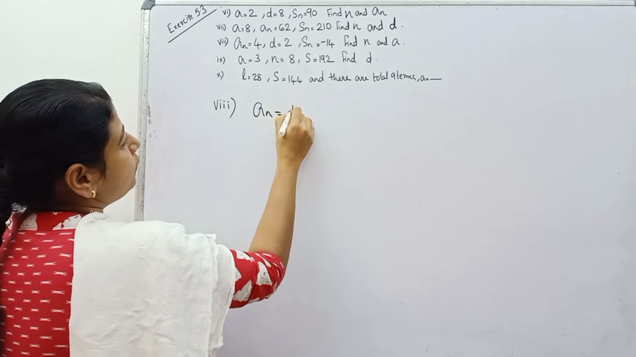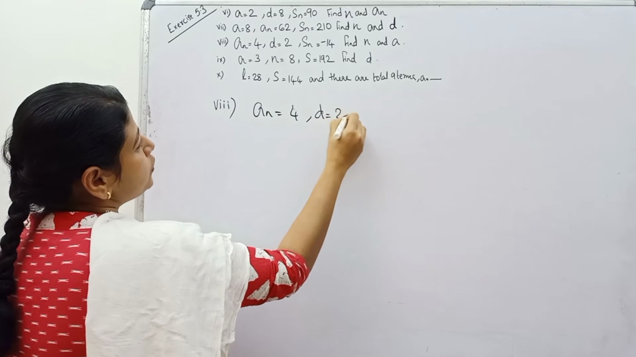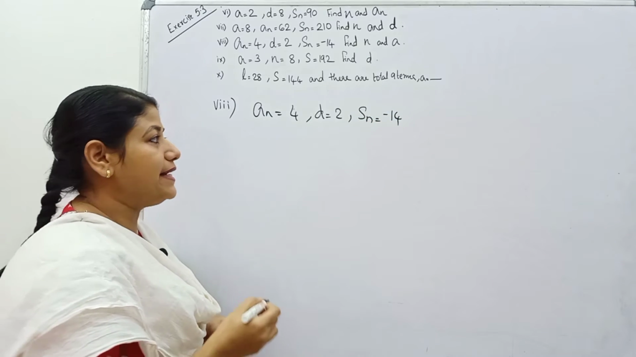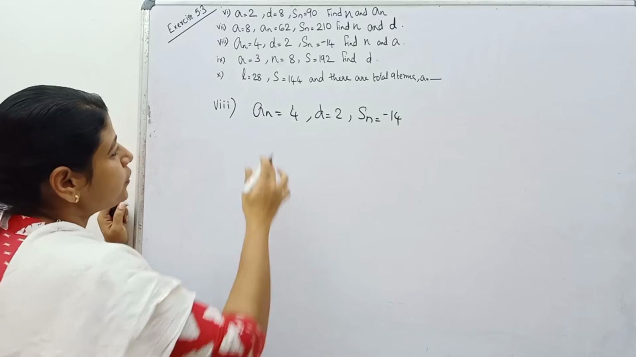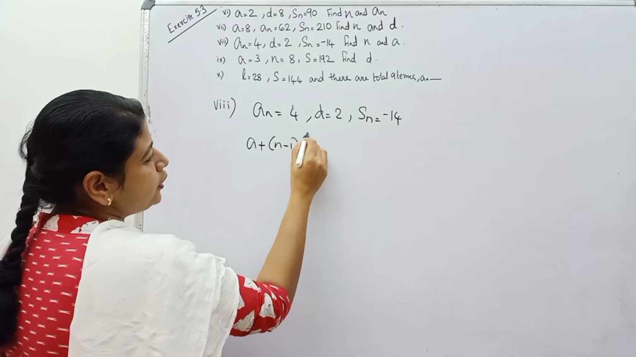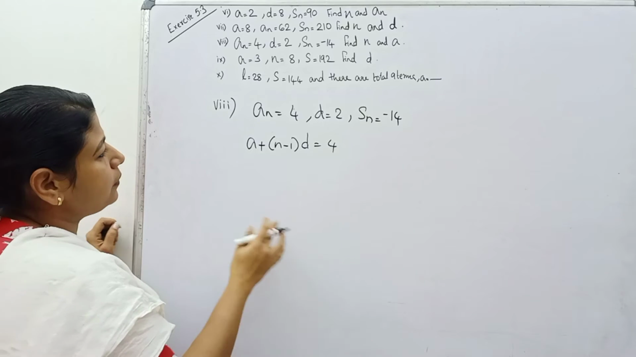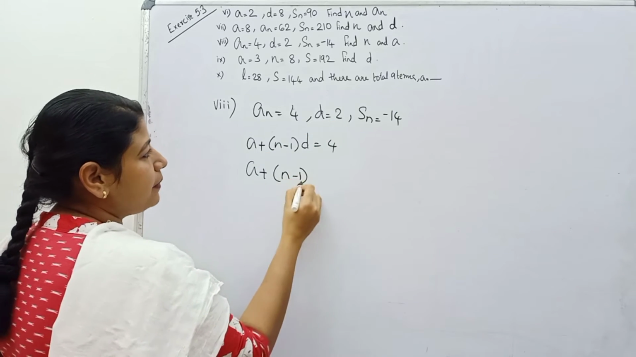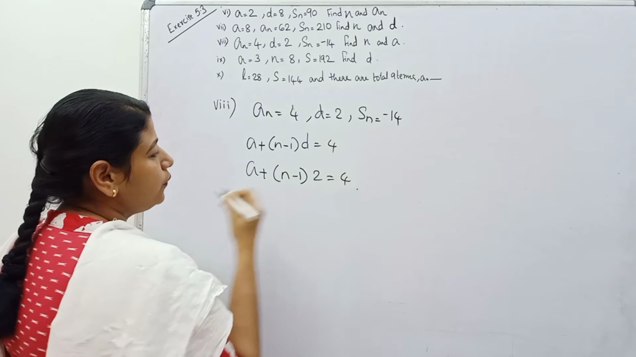an equal to 4, d equal to 2, Sn equal to negative 14. We have to find out n and a. So an equal to 4 means a plus n minus 1 into d is 4. This is the formula. In this case, d is 2. a plus n minus 1 into 2 equal to 4.